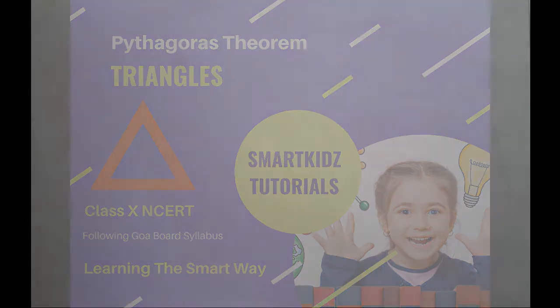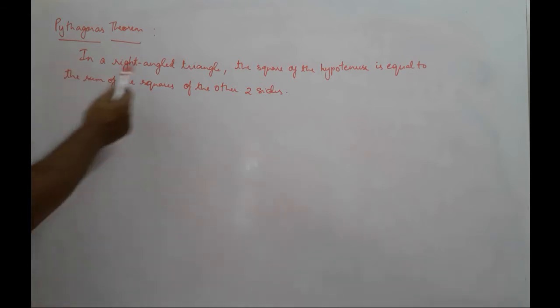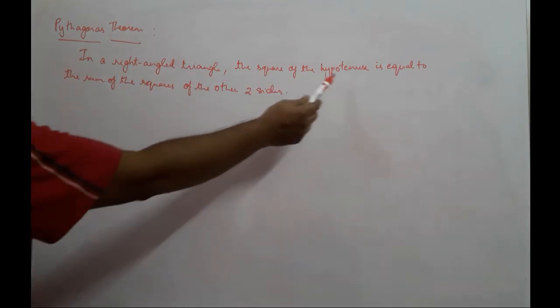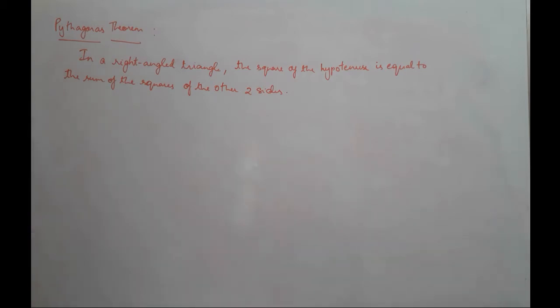Hello students, in this video we will learn about the Pythagoras theorem. That is, in a right angle triangle, the square of the hypotenuse is equal to the sum of the squares of the other two sides. Okay, so as per Pythagoras theorem, in a right angle triangle, the square of the hypotenuse is equal to the sum of the squares of the other two sides.